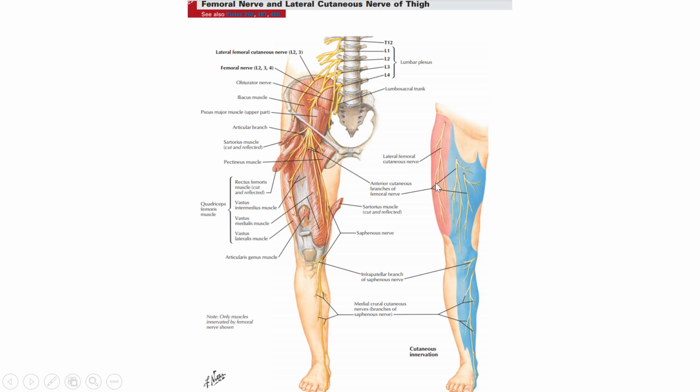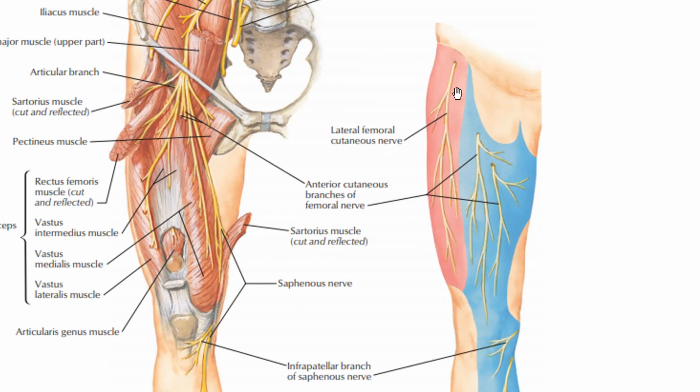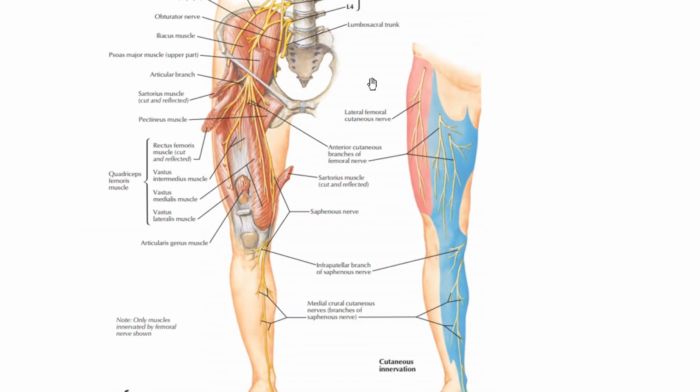This nerve supplies a bit of the anterior and mostly the lateral aspect of the upper thigh, and the uppermost aspect of the thigh would be supplied by the lateral cutaneous branch of the subcostal nerve.